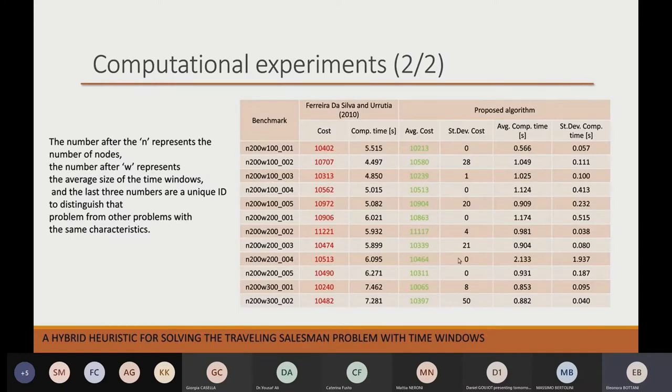Here you can see the table of results, but of course we used 93 problems, so this is just the beginning. We have problems of 200 nodes, but we arrived up to 500-550 nodes. Maybe we have also one or two problems of 1,000 nodes, but the proposed algorithm always outperformed the comparison one.